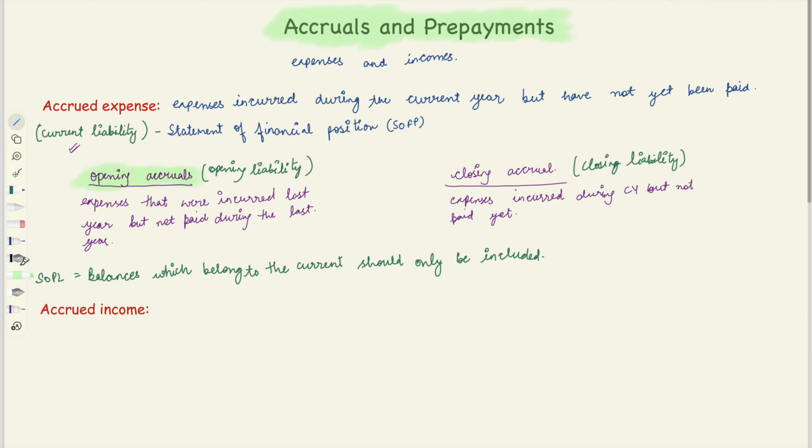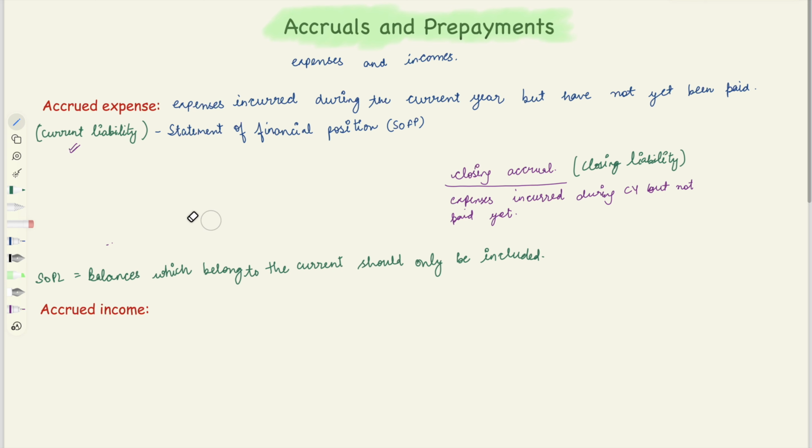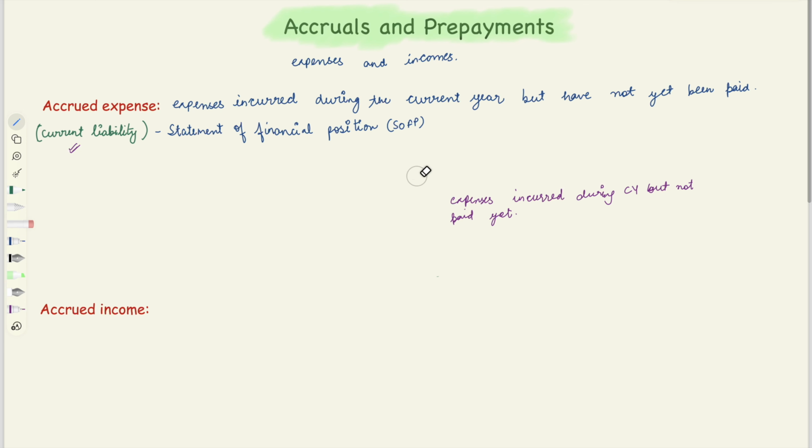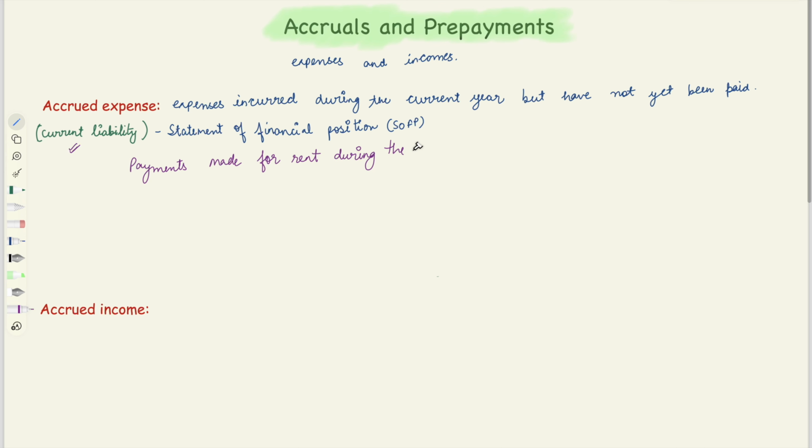Let's learn how to make a proforma, because sometimes in the exam they might ask you to state the balance of expenses that is going to be taken to the statement of profit or loss. So what do you do in that scenario? You take the payments made for the expense, let's say rent. Let's take rent. For rent during the year.